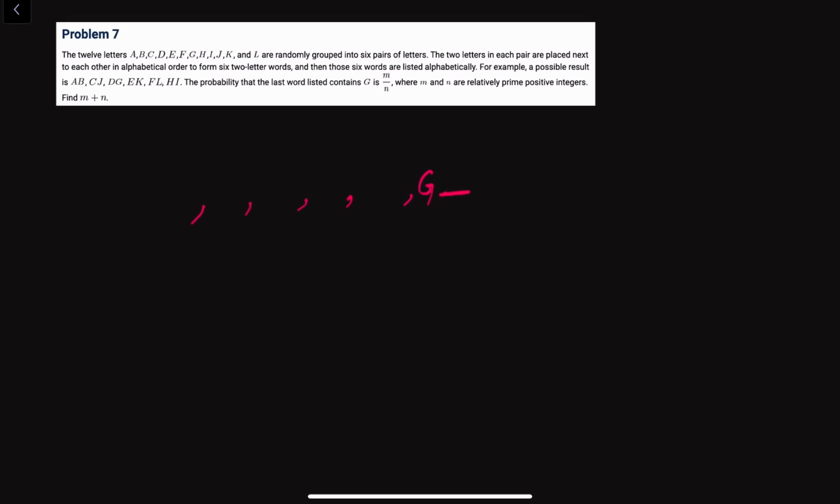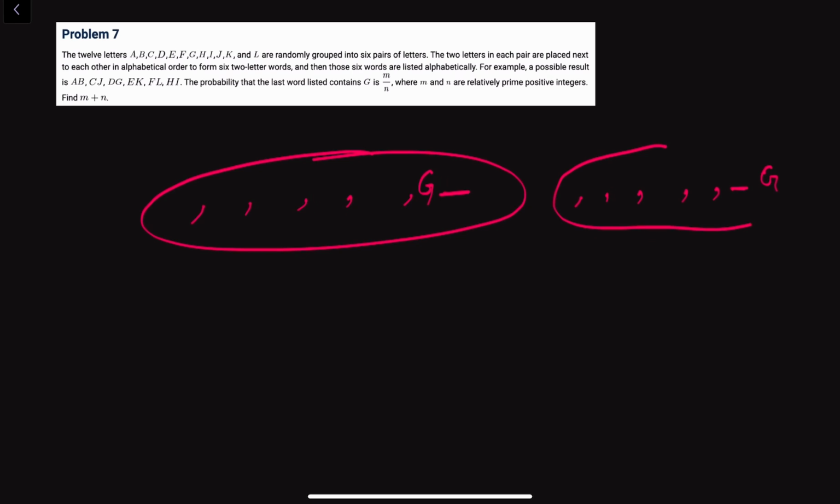So G can be in the first place of the last word, or G can also be in the second place of the last word. So that can be one plan, to use this 2-case idea. Now second thing is, if G is in the last word, then all the first letters of the earlier words must be less than G.